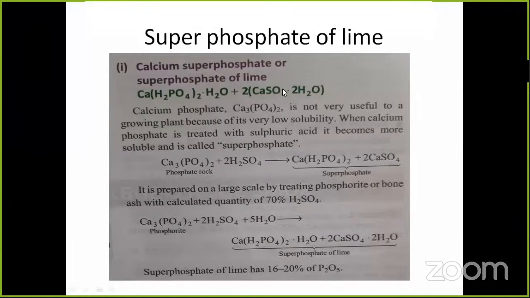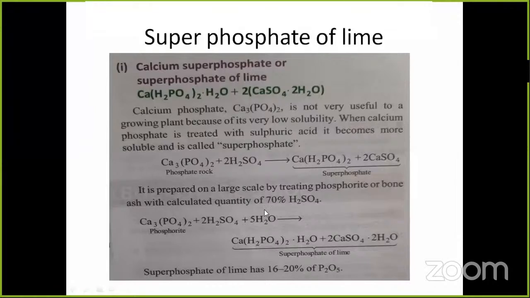సో జిప్సమ్ను బాగా హీట్ చేస్తే, 120 degrees సెంటిగ్రేడ్ దగ్గర హీట్ చేస్తే విల్ గెట్ ప్లాస్టర్ ఆఫ్ ప్యారిస్. సో లీవ్ ఇట్, అబౌట్ ప్లాస్టర్ ఆఫ్ ప్యారిస్. నౌ ఇట్ ఈస్ ఏ మిక్చర్ ఆఫ్ కాల్షియం డైహైడ్రోజన్ ఫాస్ఫేట్ ప్లస్ జిప్సమ్, కాల్డ్ సూపర్ ఫాస్ఫేట్ ఆఫ్ లైమ్. ఓకే, ఇలా ప్రిపేర్ చేస్తుంటాం సూపర్ ఫాస్ఫేట్ ఆఫ్ లైమ్, రైట్?